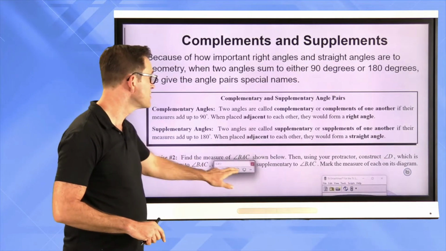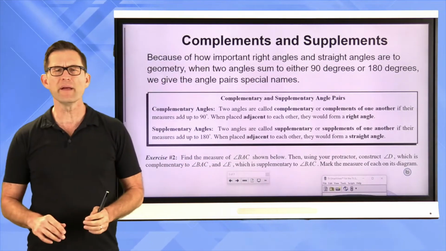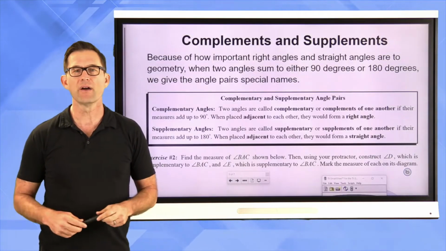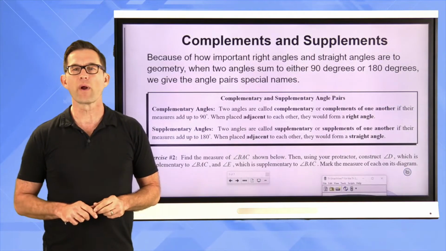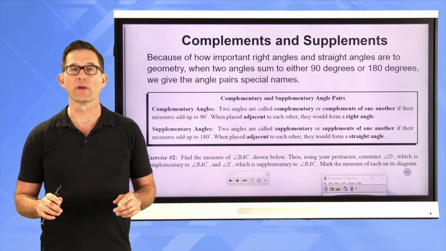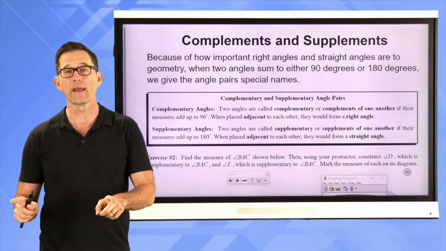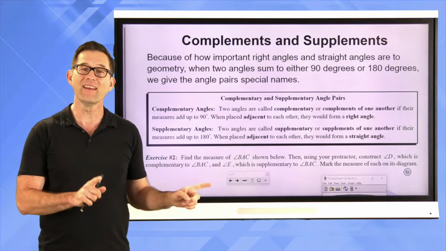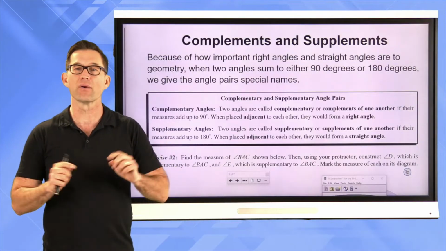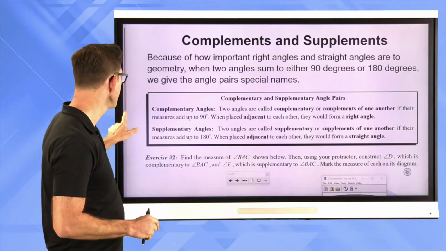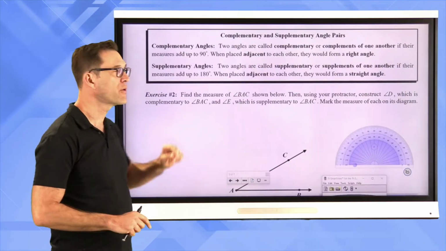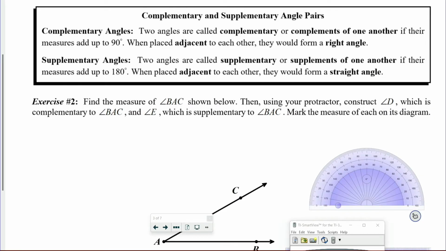All right, let's take a look at some more pairs of angles, complements and supplements. Because of how important right angles and straight angles are in geometry, when two angles sum to either 90 degrees or 180 degrees, we give the angle pairs special names, okay? So here we go, complementary and supplementary angle pairs.